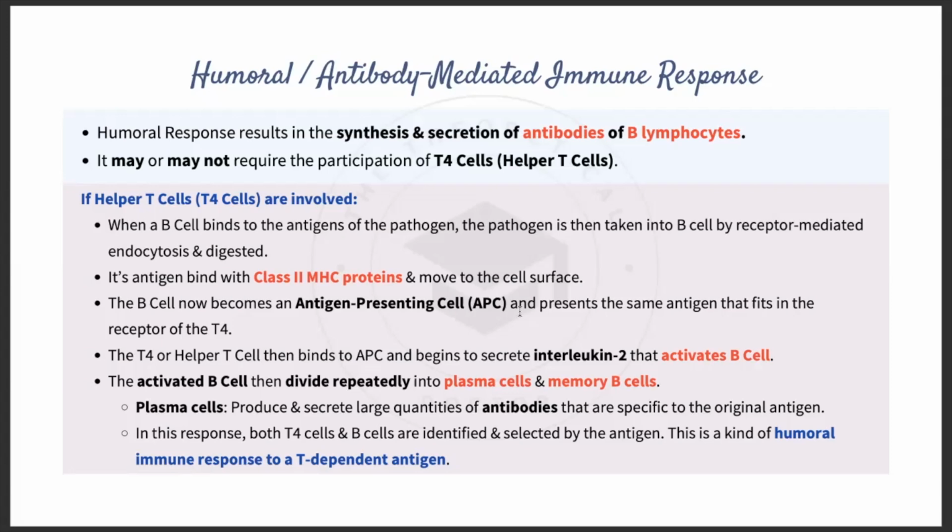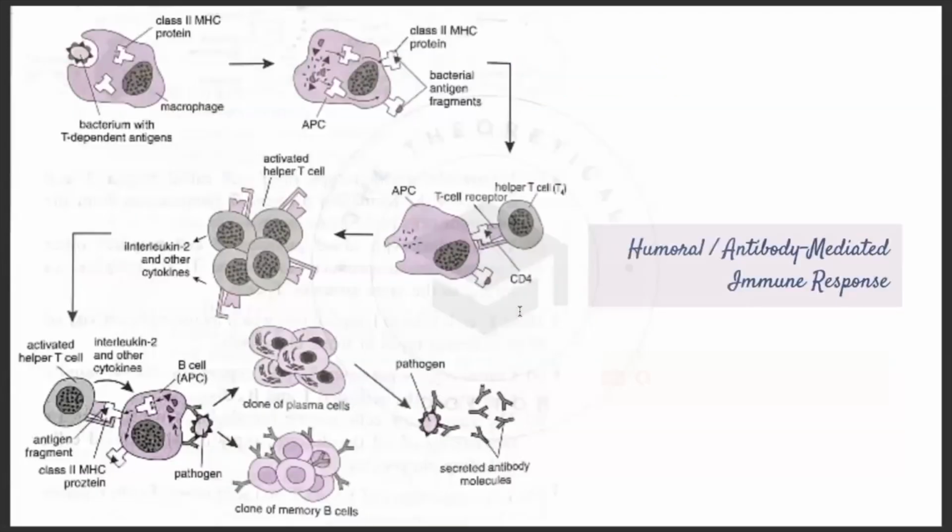So in this response, both T4 cells and B cells are identified and selected by the antigen. This is a kind of humoral immune response to a T-dependent antigen. T4 cells are involved here, T4 cells are the helper T cells, as well as the B cells. So the first part is very similar to cell-mediated immune response with the helper T cells. But if they're talking about humoral response, you have to tell what is going to happen to the B cells. So this is a diagrammatic representation of the humoral antibody-mediated immune response.